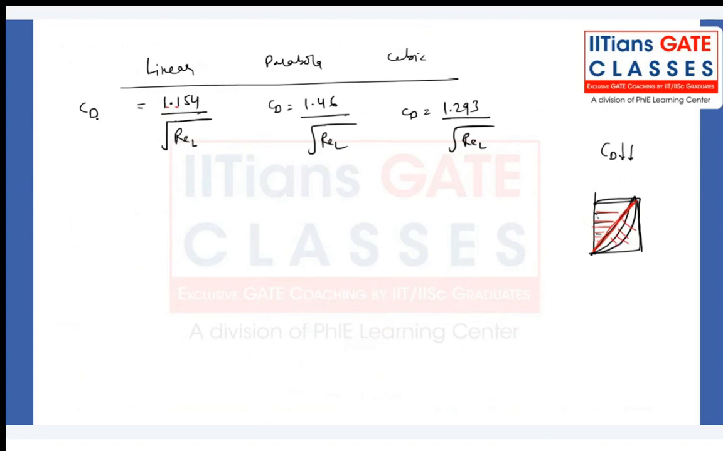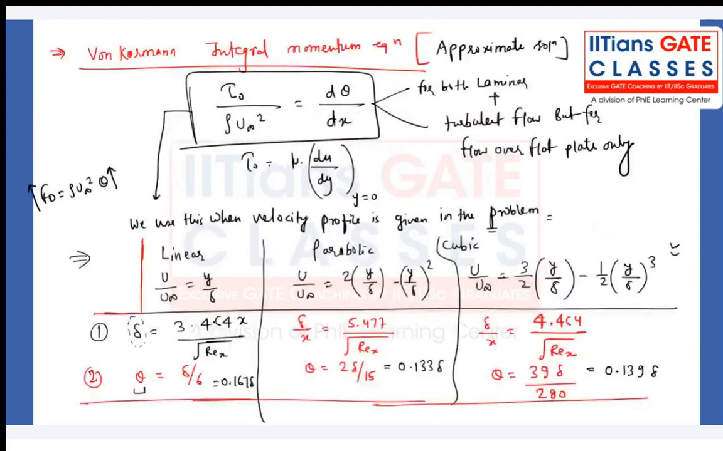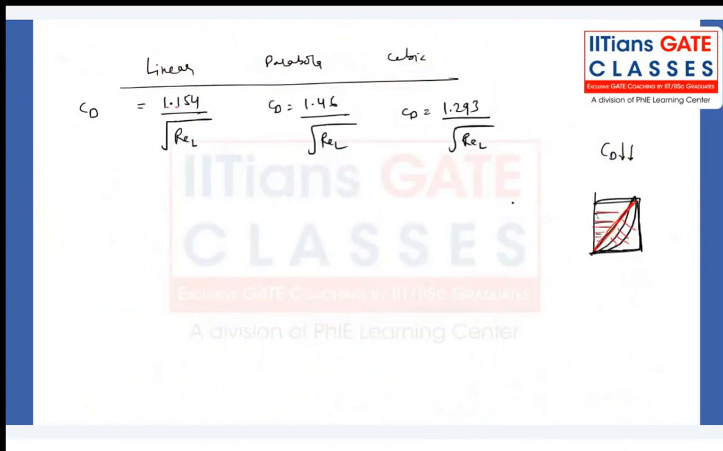So whatever the actual reason is, whenever we have less flow to be occupied, definitely CD and theta value will be more. There is no doubt about it. But why is the CD value coming out less here? Because delta is also less as compared to the other two profiles. When you keep delta the same, in that case CD will come out more for the linear velocity profile, right?